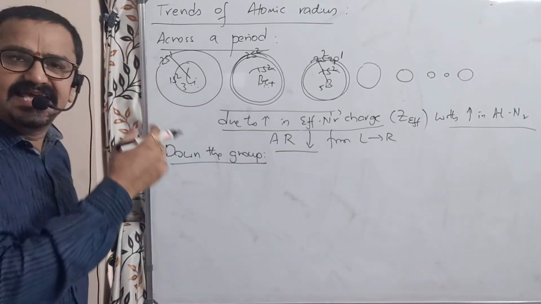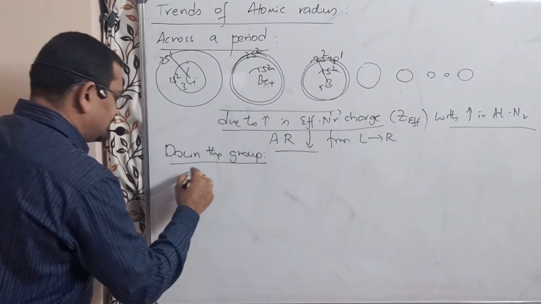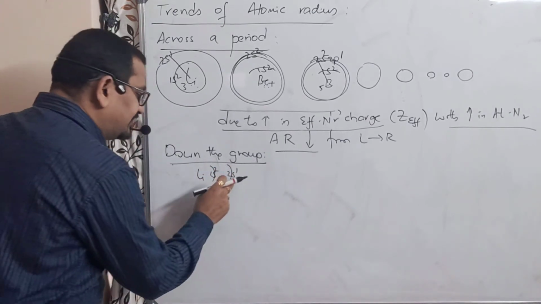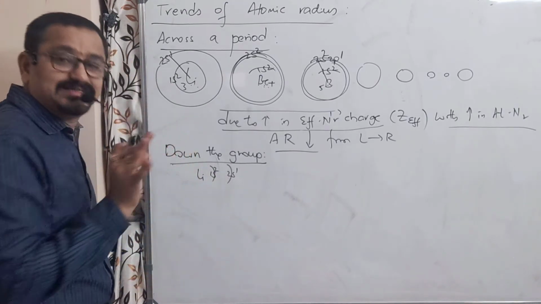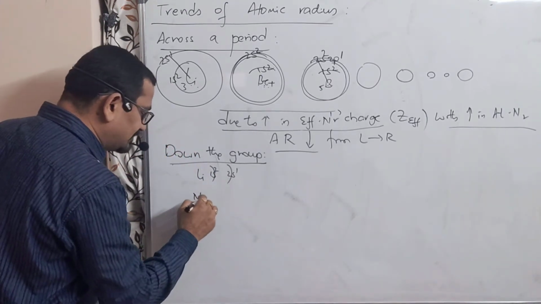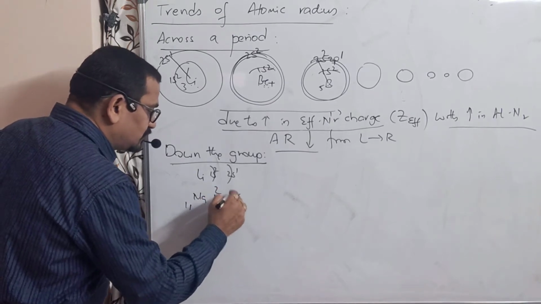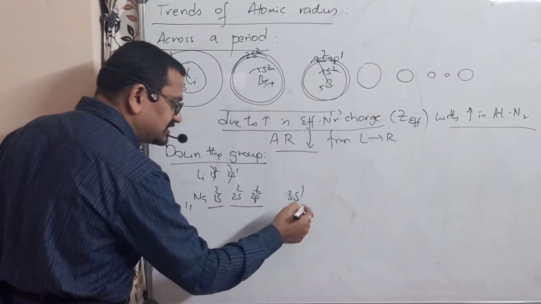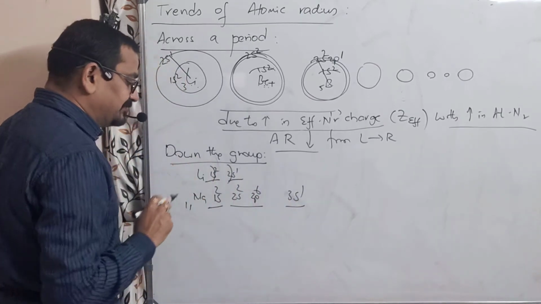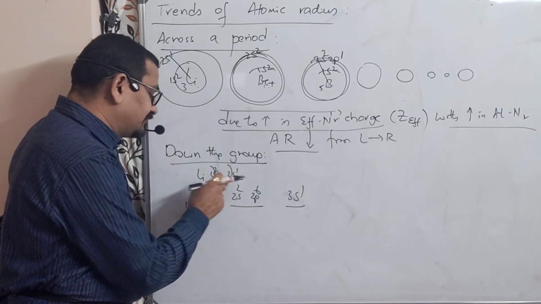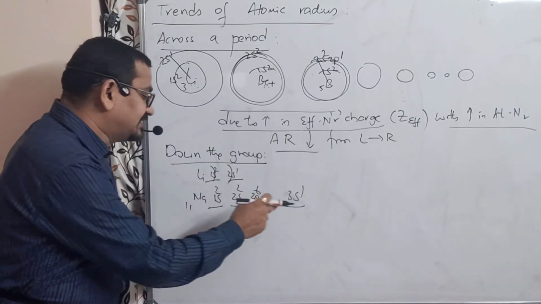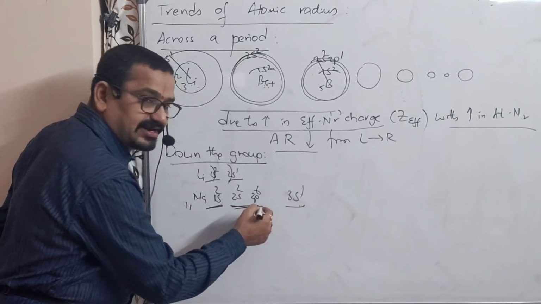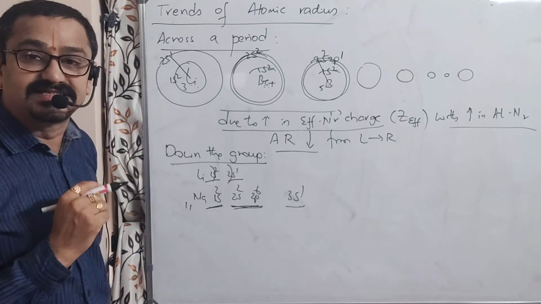Suppose you start with the same lithium. Lithium's electronic configuration is 1s2, 2s1. So between 2s1 and the nucleus, only 2 electrons are there. When it comes to sodium, atomic number 11: 1s2, 2s2, 2p6 and 3s1. This is the first shell, this is the second shell, this is the third shell. Now you see, in lithium, inner electrons are only 2. But in sodium, between 3s1 and the nucleus, 2 shells are there. A new shell is being added with 8 electrons.